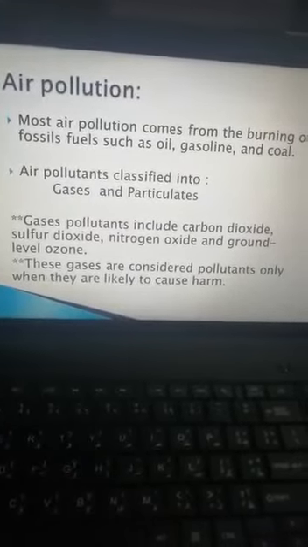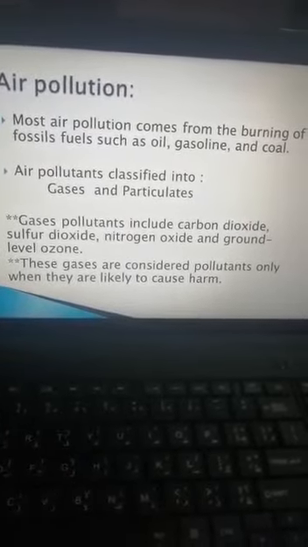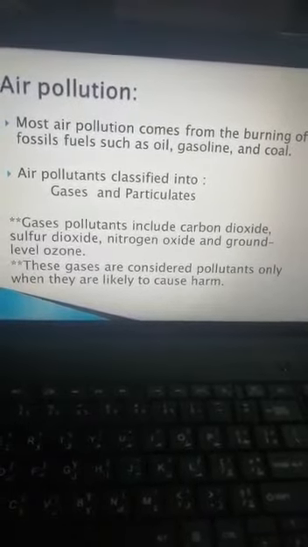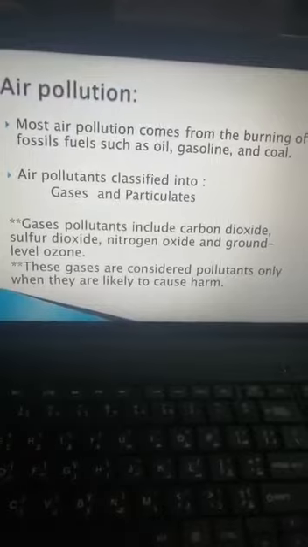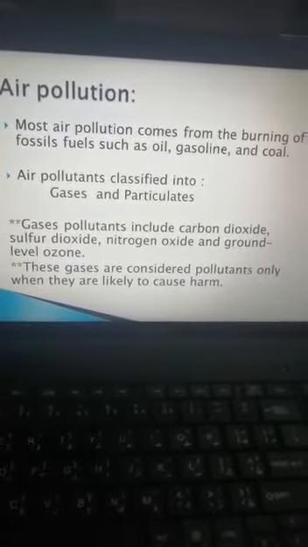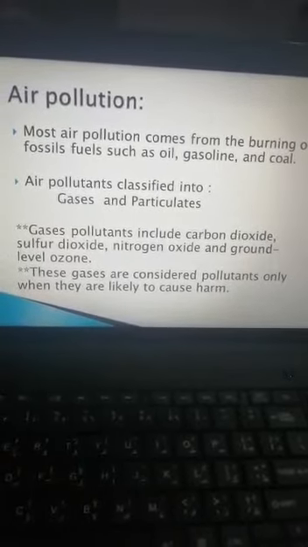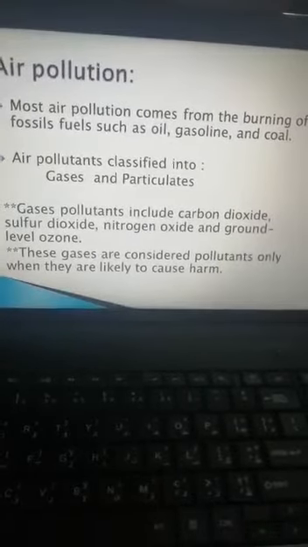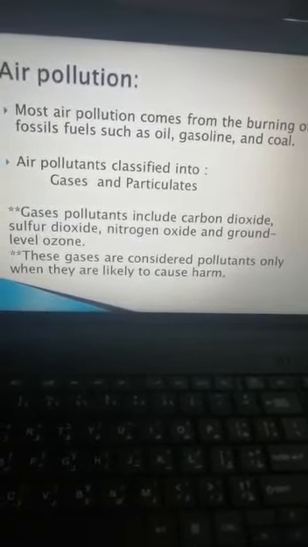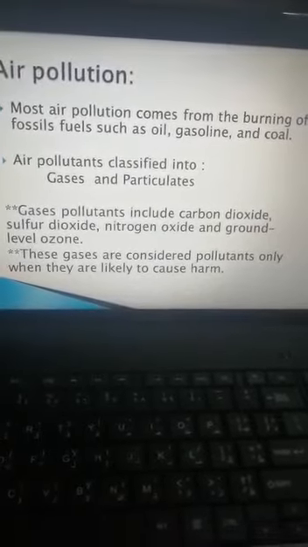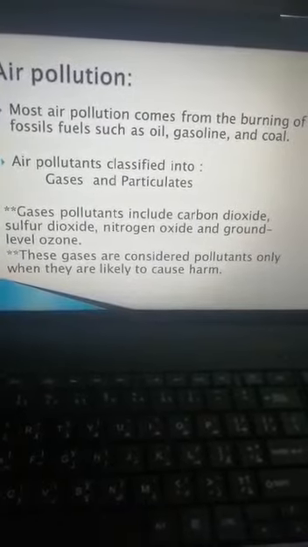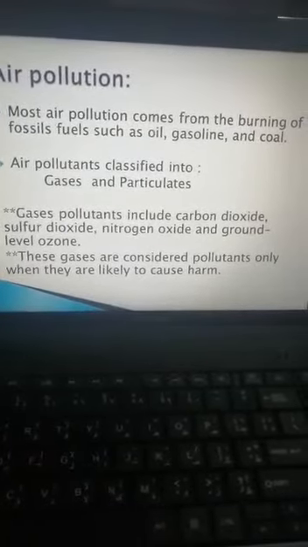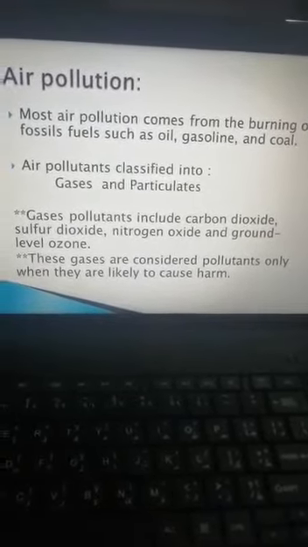Let's start with gas pollutants. Gas pollutants include carbon dioxide, sulfur dioxide, nitrogen oxide, and ground level ozone. These gases are considered pollutants only when they cause harm. Okay, when they cause harm.